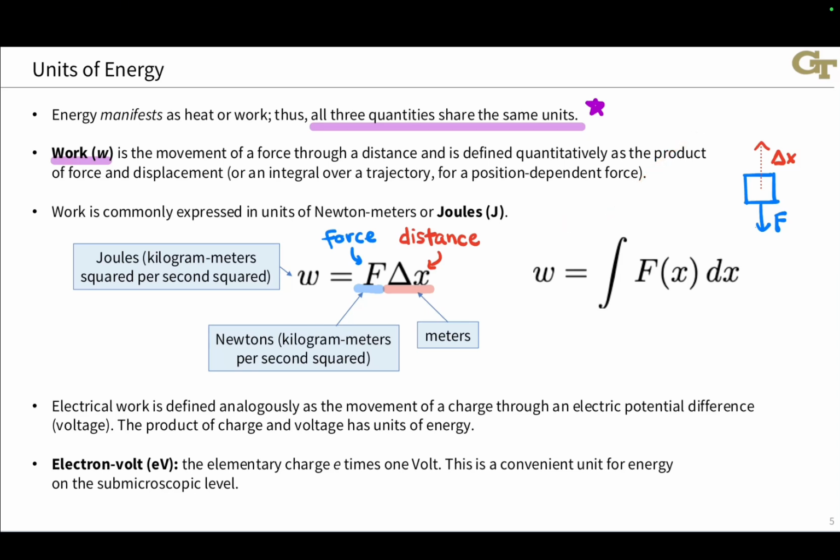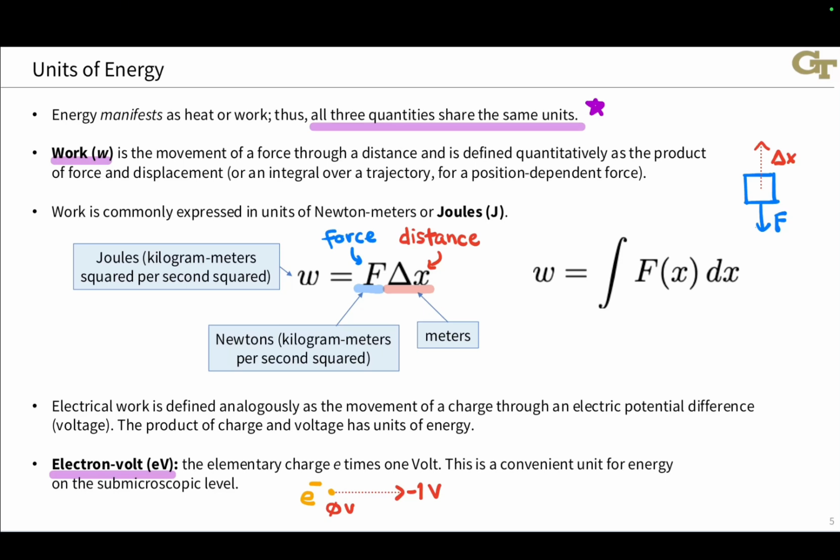All right, now is also a convenient time to mention electrical work. When we move a charge through a potential difference, we're doing work on that charge. We're moving against the natural direction that the potential difference wants to move the charge. We're doing electrical work, and it's the product of charge and voltage that has units of energy. The voltage is that potential difference, and the charge depends on the particle we're dealing with.